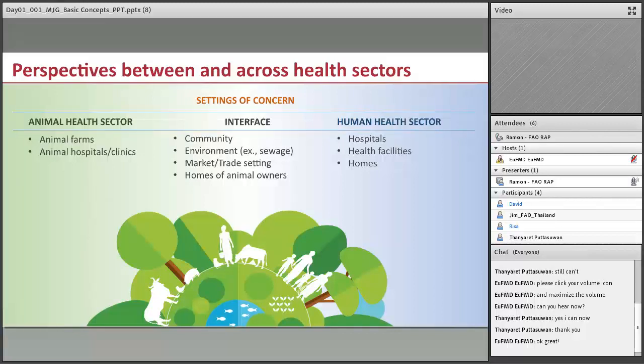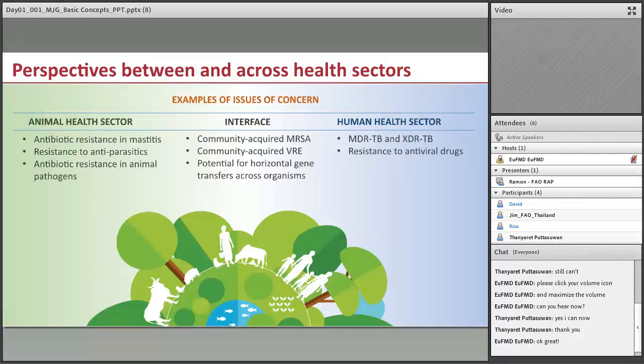Now, how do we see this from an interface perspective? This means that for each sector, there are responsibilities attached. For the animal health sector, our settings of concern will be the animal farms, animal hospitals, animal clinics. Human health will be hospitals, health facilities, homes. These are our respective forts. But we also have to recognize that in the middle is the interface where we are both responsible and we are co-sharing space. So this is the community, the environment, the market or trade setting, and homes of animal owners. So this is where both human and animal are combined.